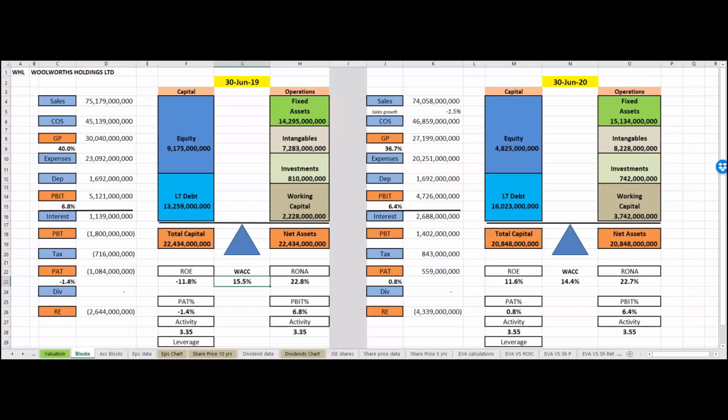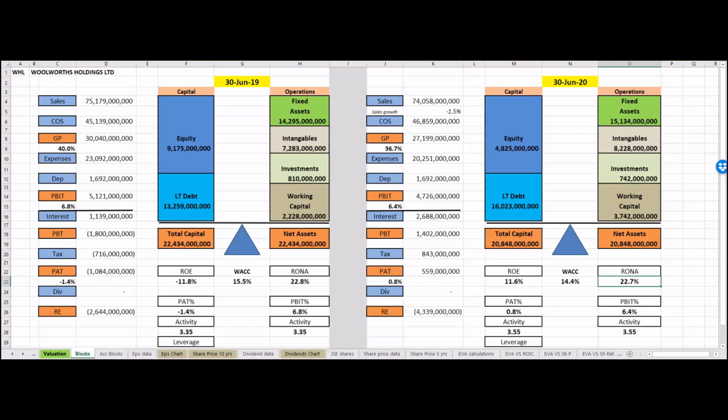I might add, that is a turnaround from last year when they were destroying value. I will show you more on that in a moment. Turns out that a year later, 22.8% return on net assets is essentially the same, give or take a small rounding error. So Woolworths is definitely creating value.